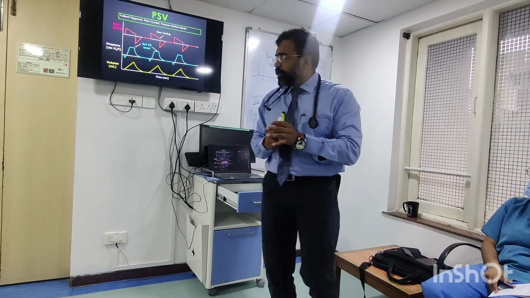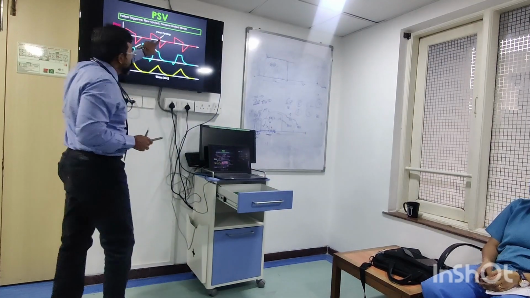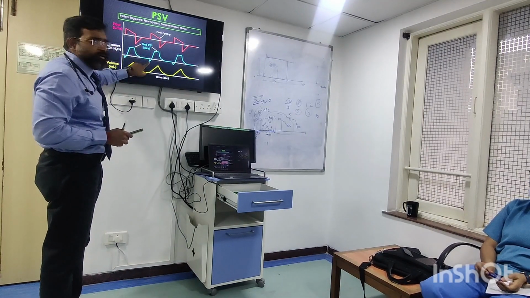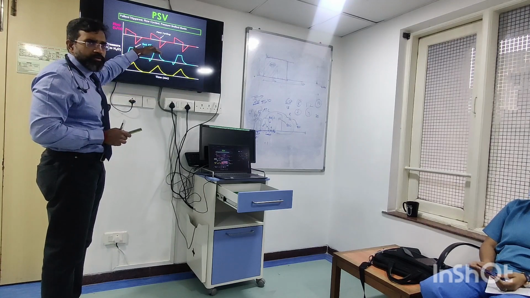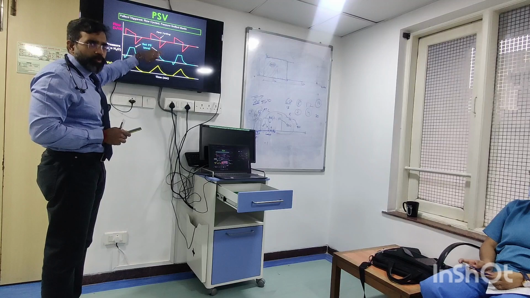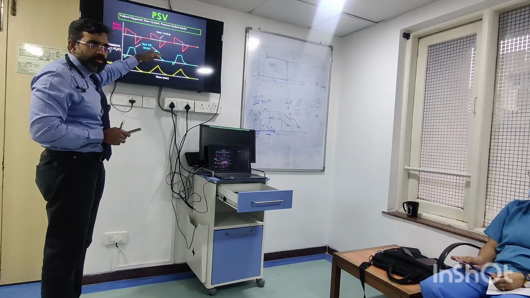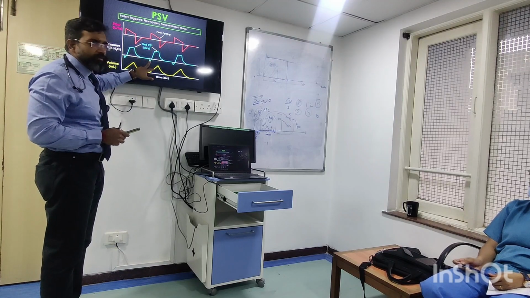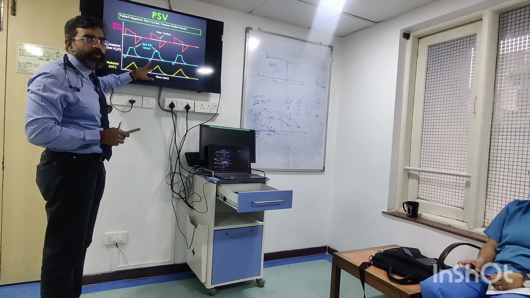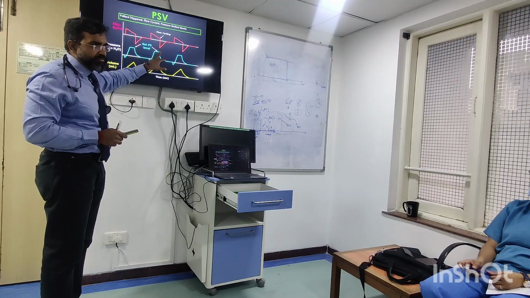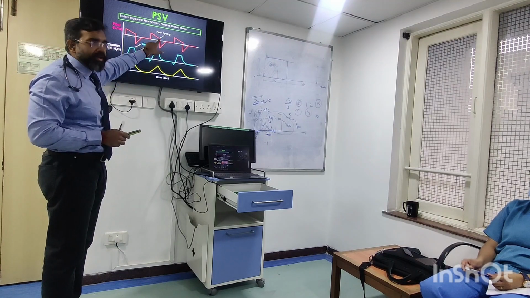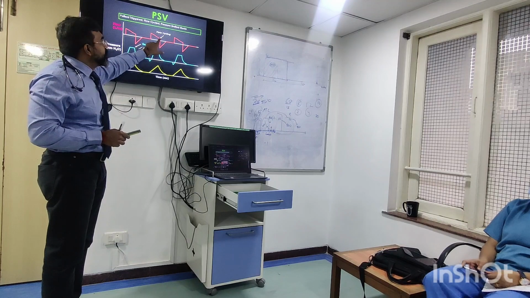Clear? I can control this flow. I can control this trigger, but I can't control the volume. I can control my pressure. I can limit my pressure. I can control my trigger, because if I make it more negative, -7, -8, the patient needs to make a -8 effort to trigger the ventilator. I can change my cycling. For example, I can make it from 25% to 50%.